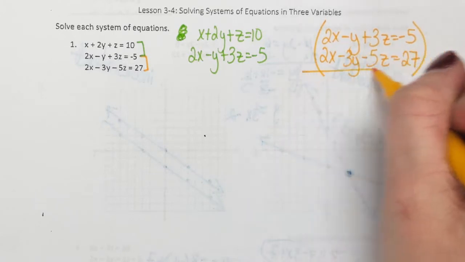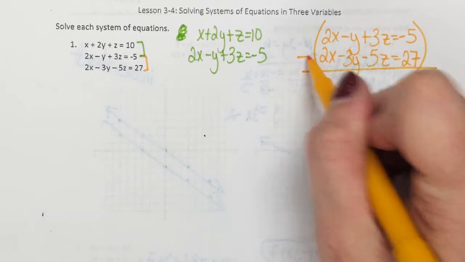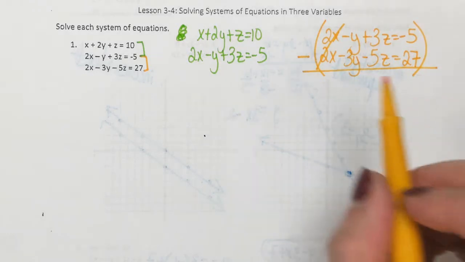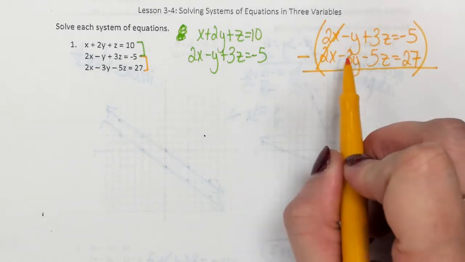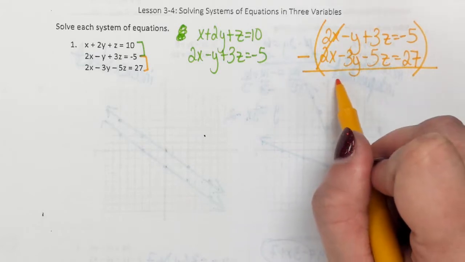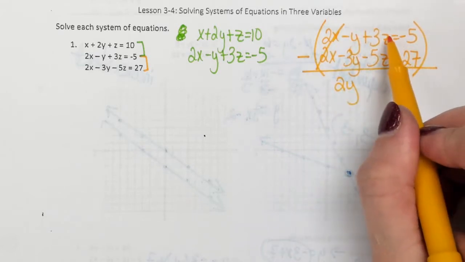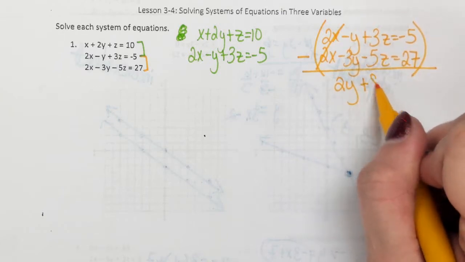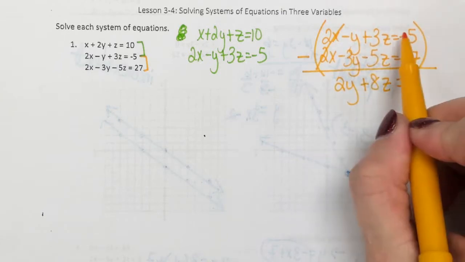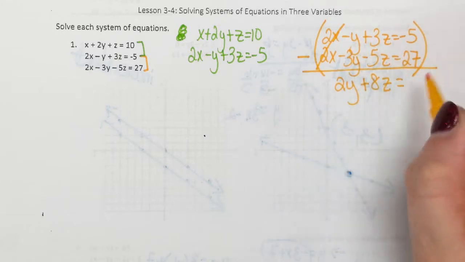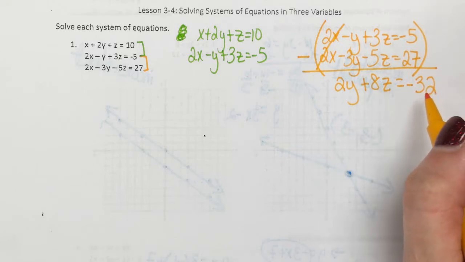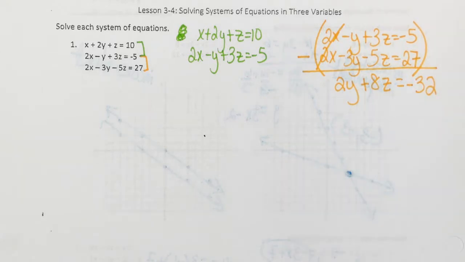How can I eliminate 2x and 2x? Subtract. So 2 minus 2 is 0. You have -1 minus -3. How much is that? Positive 2y. You have 3 minus -5. Positive 8. And you have -8 minus 27. -32, right? You okay?